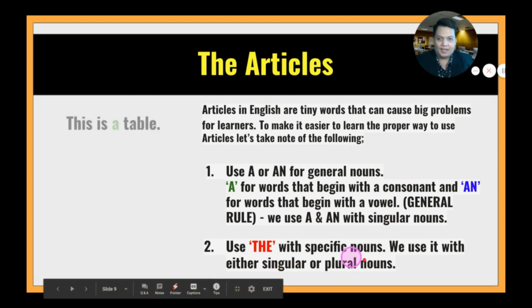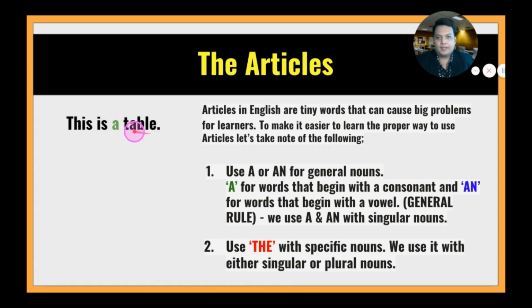So I have here a few examples. This is a table. We use a, not an, because T is a consonant. Next we have here, this is an apple.